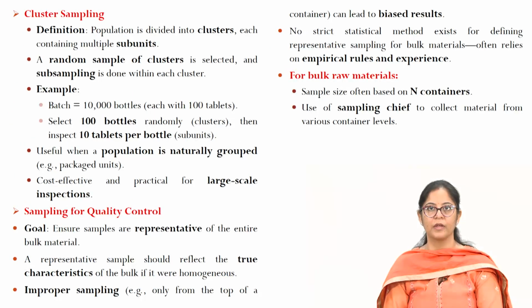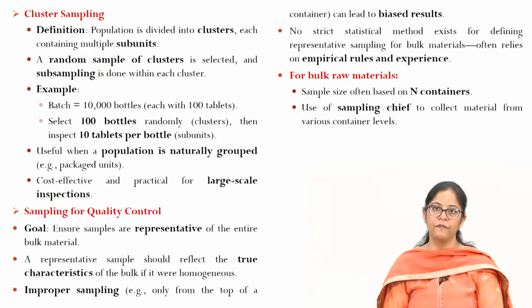Cluster sampling is dividing the population into clusters, each containing multiple subunits. A random sample of clusters is selected and subsampling is done within each cluster. For example, in a batch of 10,000 bottles, each with 100 tablets, 100 bottles are selected randomly, that is clusters, and then 10 tablets per bottle, that is subunits, are inspected. This is useful when the population is naturally grouped, an example being a package unit. This ensures a cost effective and practical approach for large scale inspections.